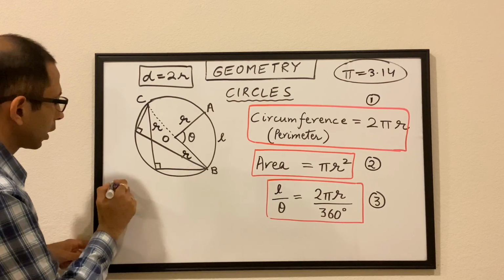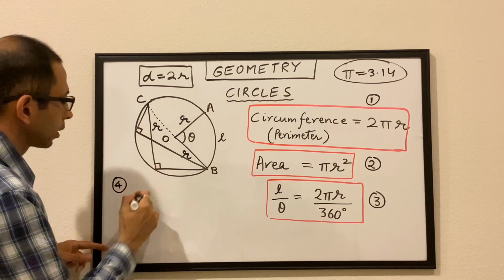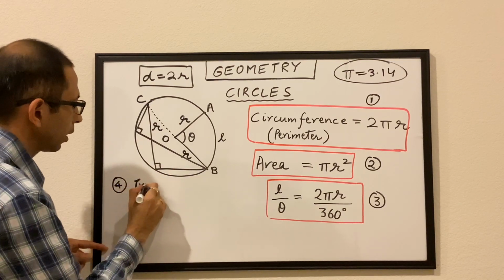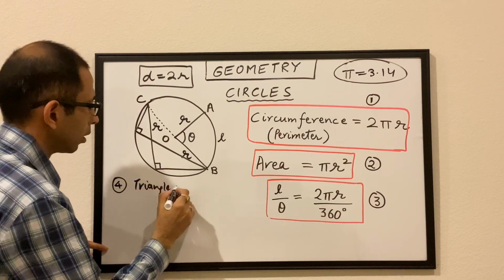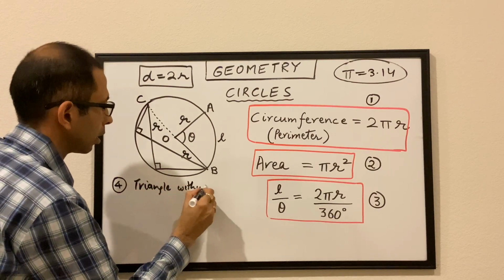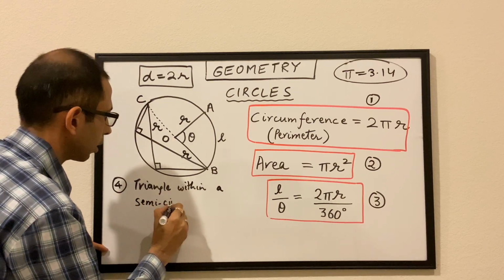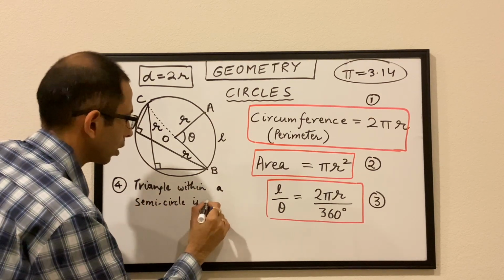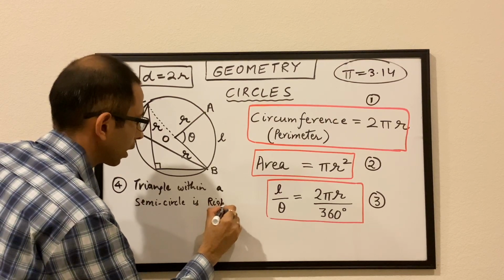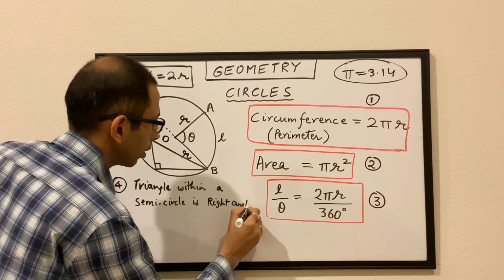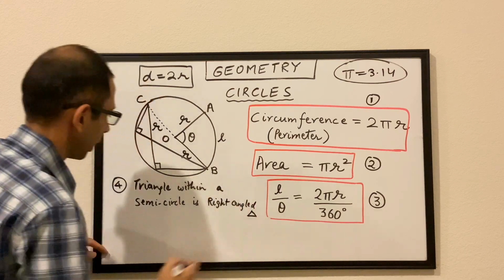So let's say I can mark it as point number 4, that a triangle within a semicircle is a right angle triangle. Okay, so please keep that in mind.